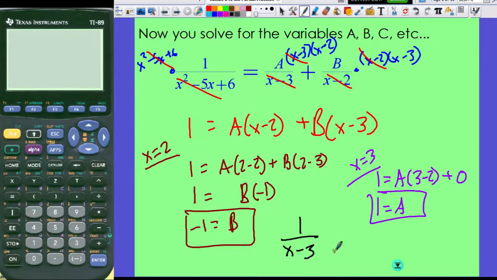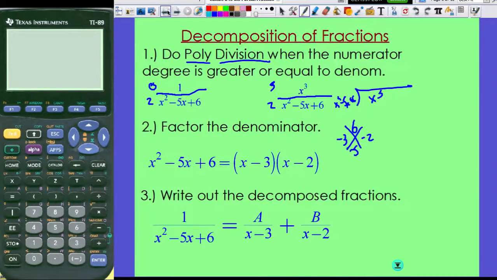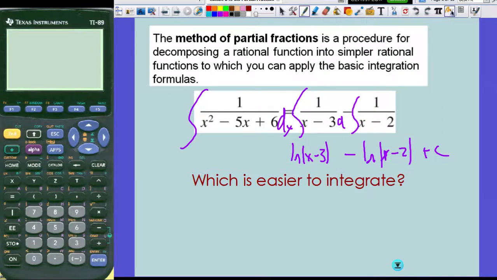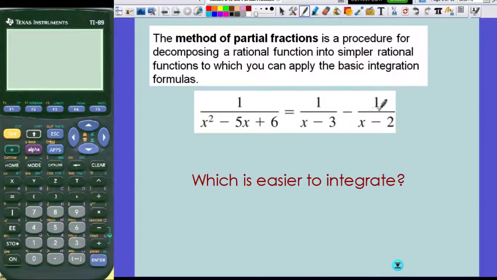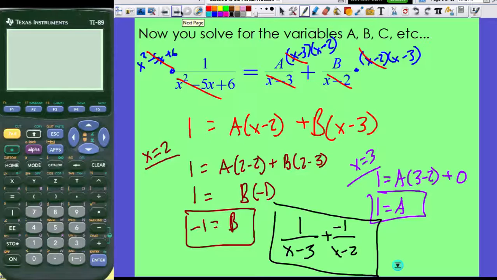All right, so I can write my decomposed form of the fraction as 1 over x minus 3 plus negative 1 over x minus 2. And if you'll notice, in the original slide, that's what we said it was: 1 over x minus 3 minus 1 over x minus 2. And you can integrate. So that's how you decompose a fraction.